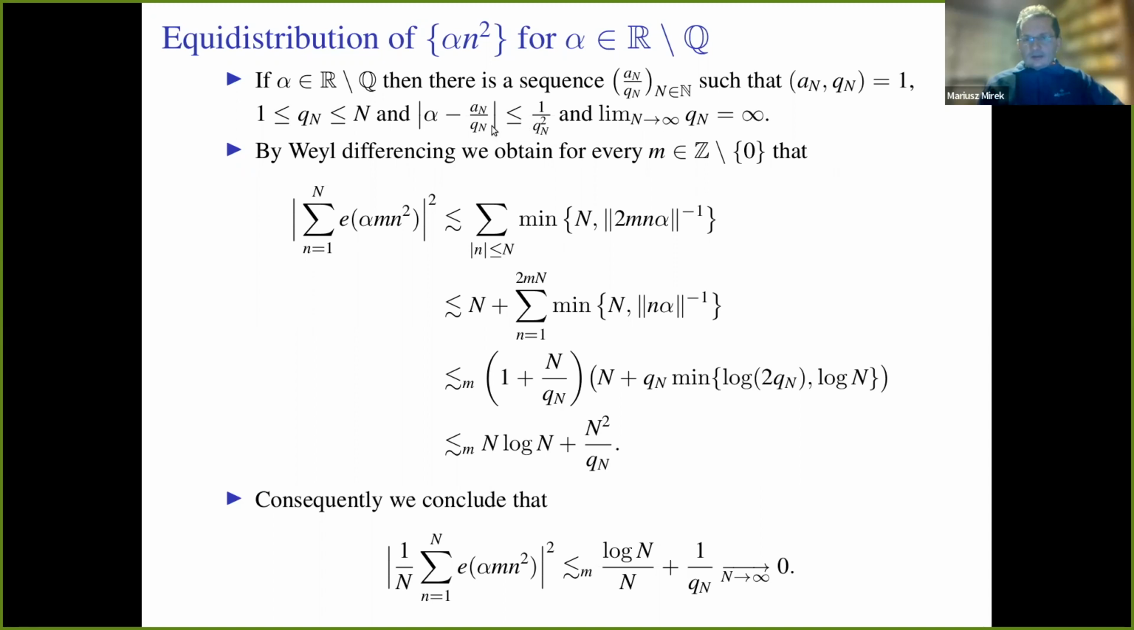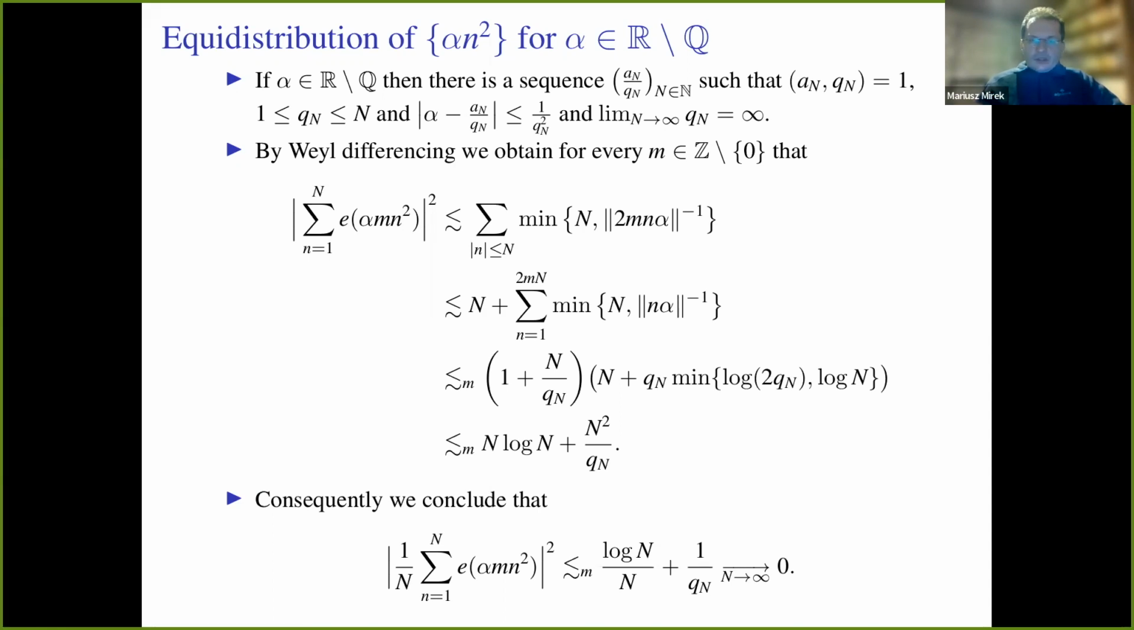And of course, because alpha is irrational, one can easily show that this limit diverges to infinity. And now if we apply the Weyl differencing, in other words, we consider the square of this exponential sum, we open the square, we change the summation, and then we reduce the method to a linear polynomial.